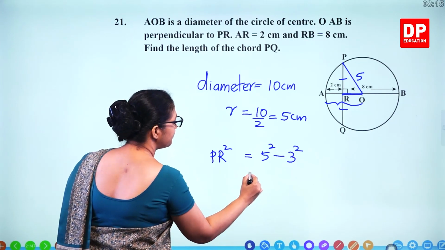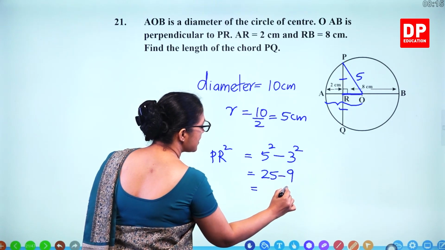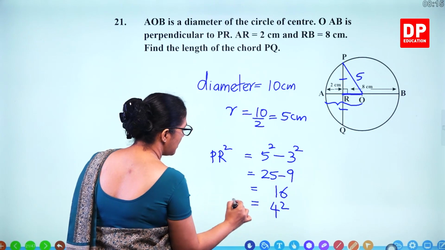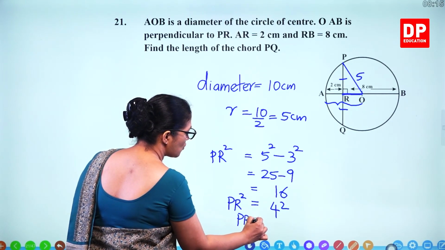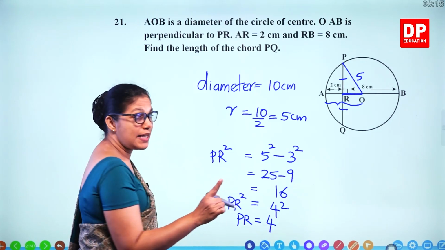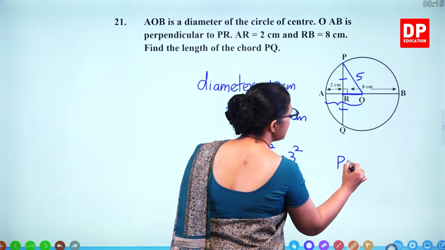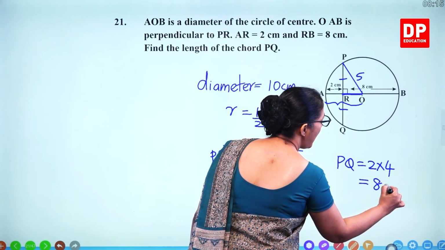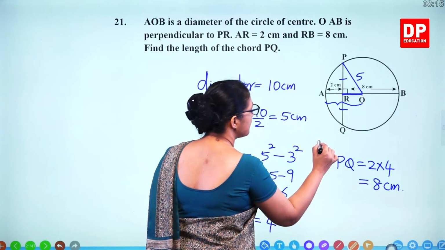3 squared. 25 minus 9, you get 16. So that means 4 squared. So what is PR? Take the square root. That's 4 centimeters. So PR is 4, which means PQ is double of that. Double of 4, 8 centimeters. So you get 2 marks for that.